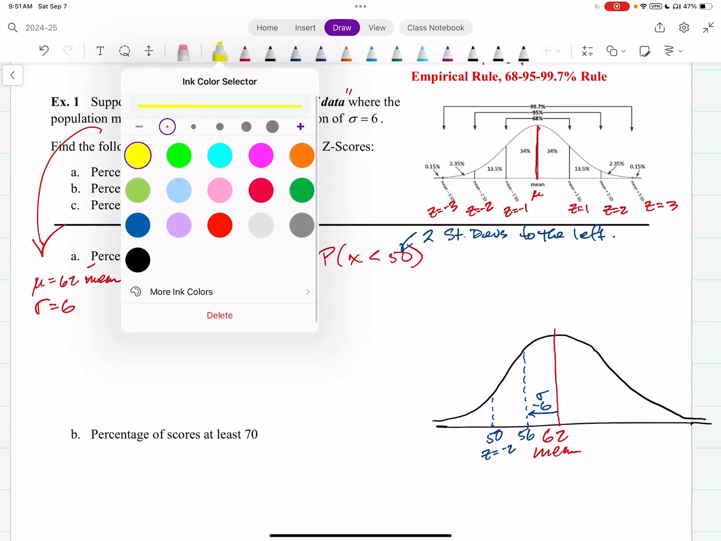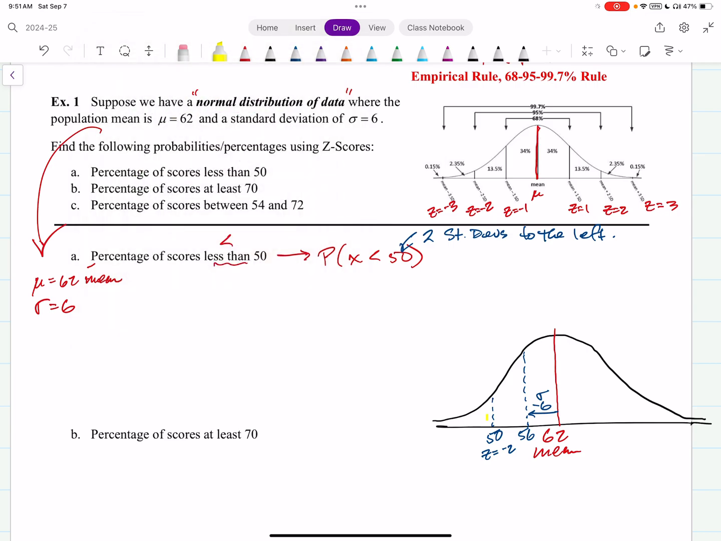Okay, so what we're trying to find now is the percentage of those scores that are less than 50. So really, let's grab a highlighter here. What we need to find is this area here, the percentage of scores less than 50, which is 2 standard deviations to the left of the mean. So we've got to figure out this little percentage right in through here. If we just estimate it using the empirical rule, and we add these two figures here, 2.35 plus 0.15, we're going to get about 2.5%. So this is approximately 2.5%, using the empirical rule. I'm just using the technique that we used from yesterday.